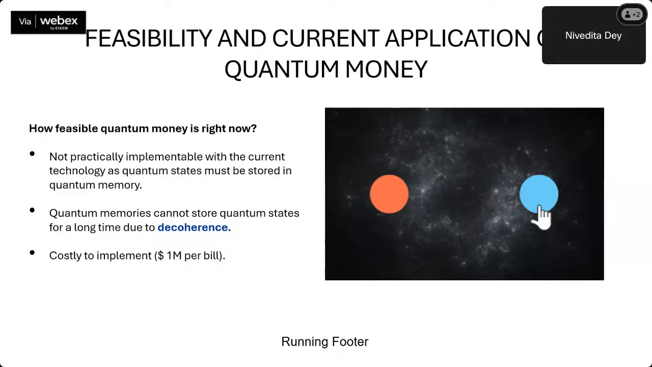And quantum memories cannot store quantum states for a long time due to decoherence. Again, the same thing: one is in 135, one is in plus 45, one is horizontal, one is vertical. They have to hold all of these together if they want to compute some function. But quantum memory cannot store quantum states for a long time, and the answer is decoherence, because every such photon will decohere with the course of time. Got it? It is also very costly to implement.